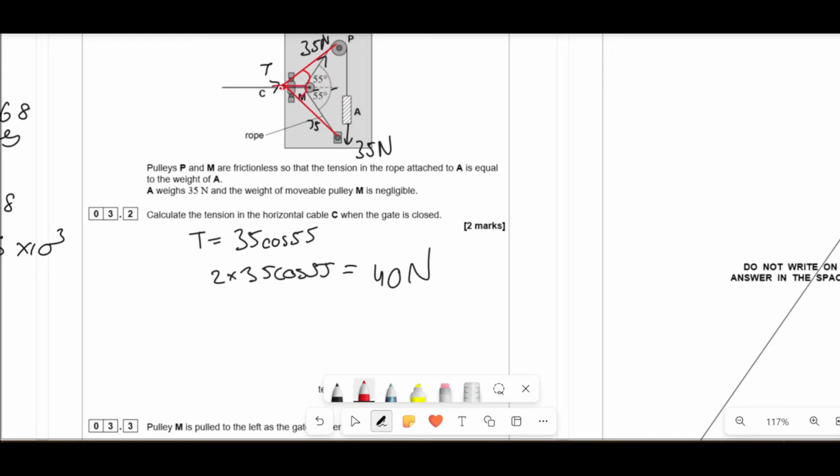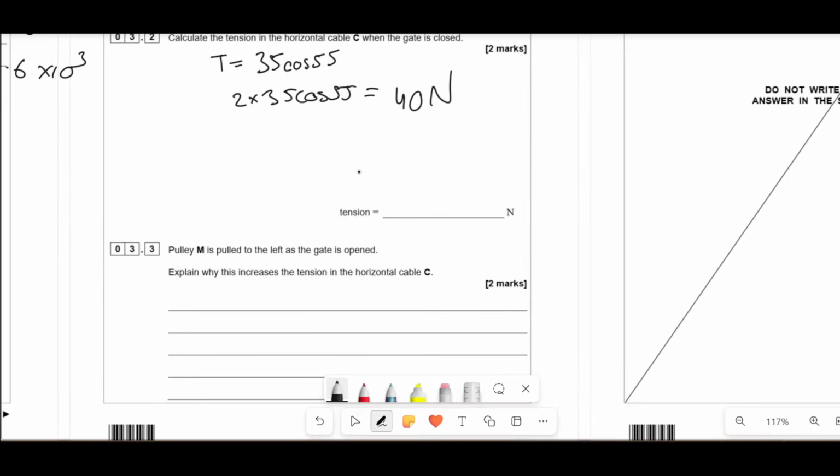If that angle becomes smaller, then this force is entirely dependent on 2 times 35 cos 55. Let's say the angle is now 40 or 30. You can see that it's going higher. Cos goes higher with the angle that's smaller. So there's a mathematical explanation to it.